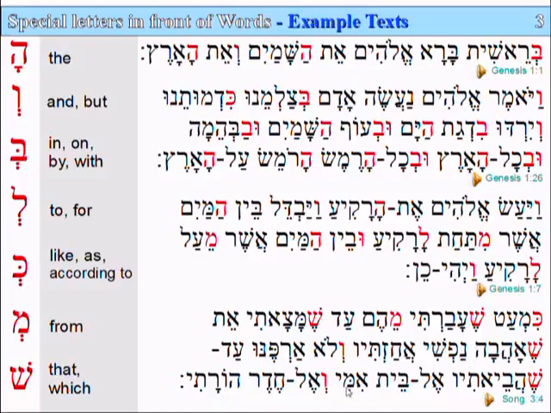Okay, so we can see here that the letter vav is used all the time. Of course it would be, it's the and. The letter bait is used very often, and the letter hey, of course, for the. So Hebrew is very much a compact language, and instead of having a separate word, we just have a letter, and instead of having it as a separate letter, we just attach it to the word. So these are some of the prepositions and letters that we put in front of words to make the sentences run along. And that's it for this lesson.